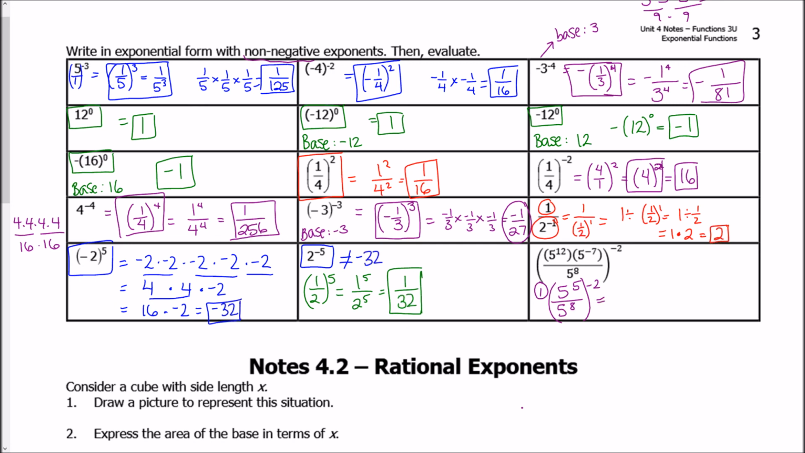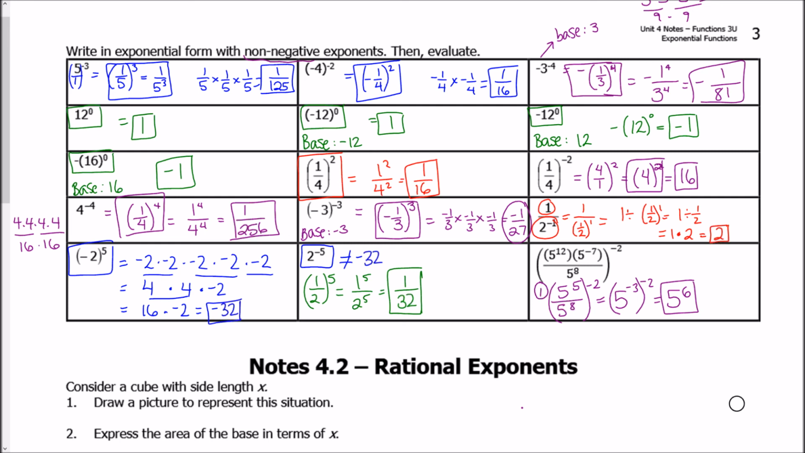So then I'm going to evaluate what's inside of my brackets here. So if I have 5 to the power of 5 over 5 to the power of 8, I'm going to subtract those exponents, so I get 5 to the power of negative 3 raised to the power of negative 2. Well, if I have a power raised to a power, I can just multiply them, so my answer is going to be 5 to the power of 6.